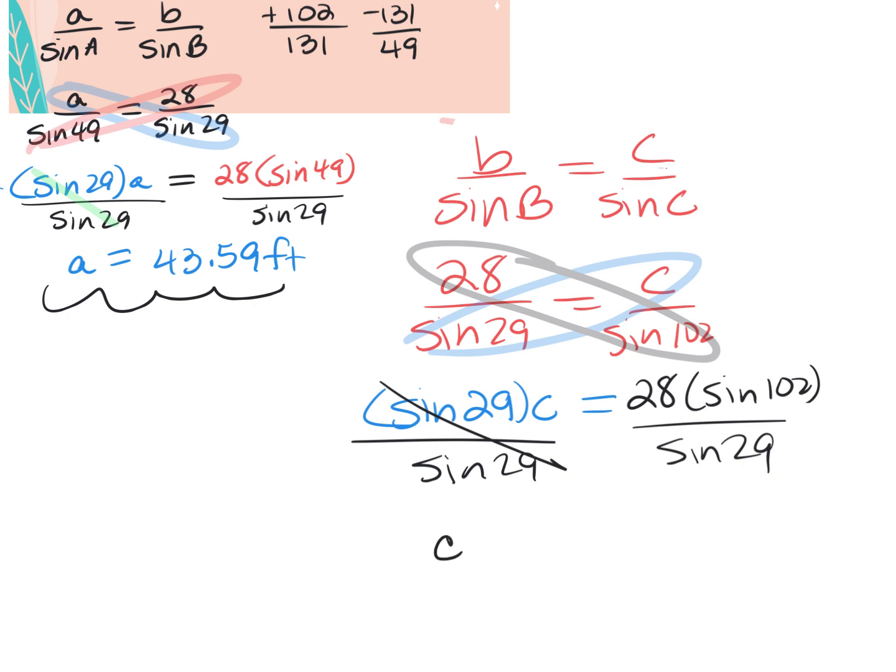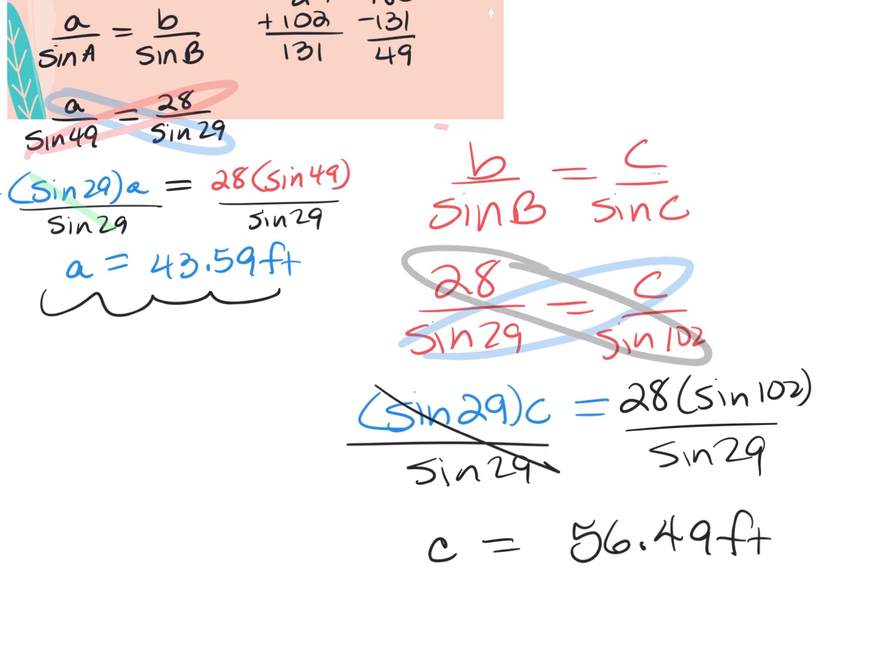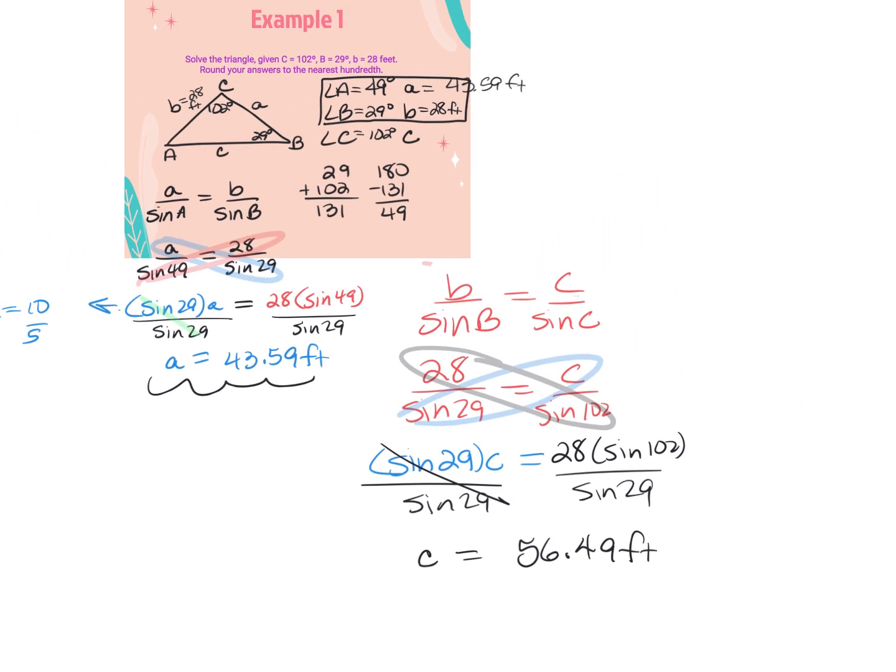And that'll give you the side length C to be 56.49 feet. And again, we're rounding to the hundreds place. 56.49 feet. I've now completed my triangle. I have all 6 pieces of the missing information. 3 were given, so I only had to work to find 3.